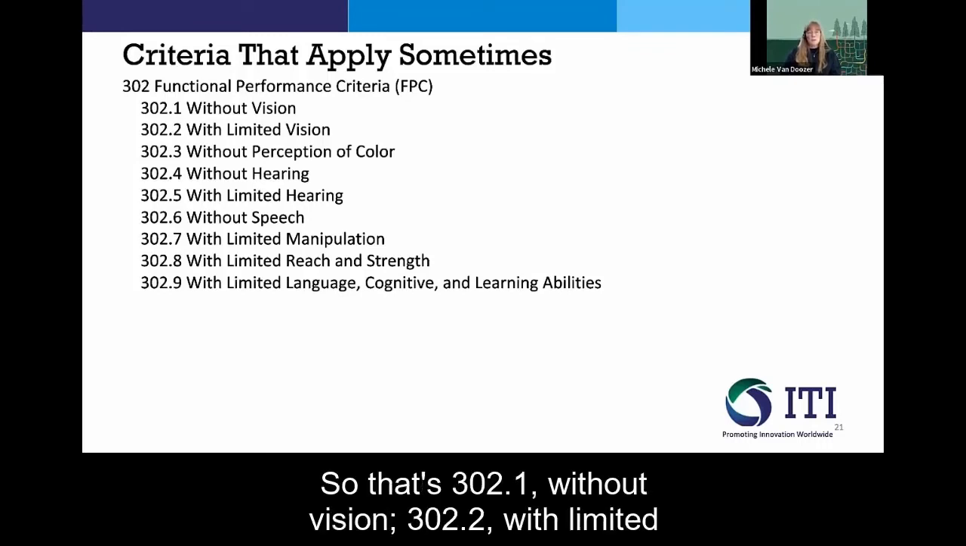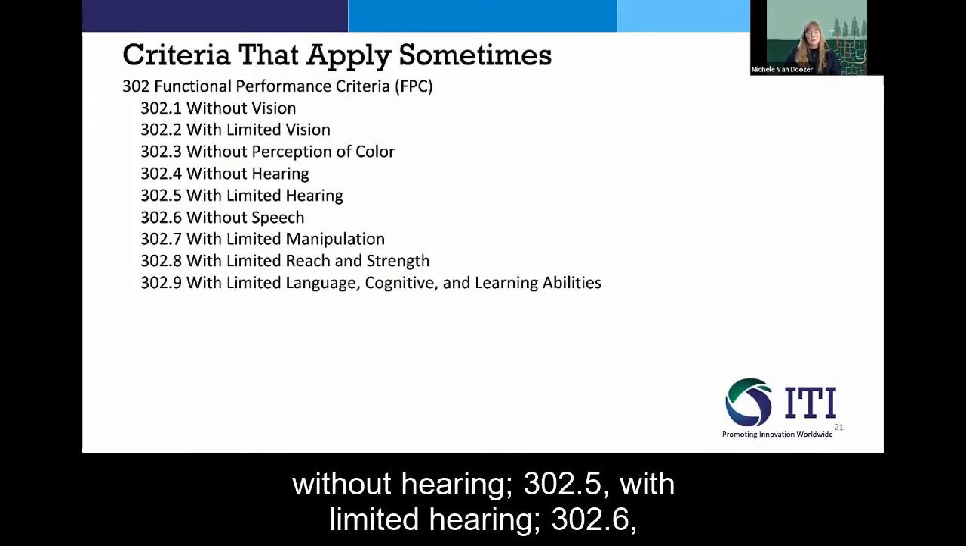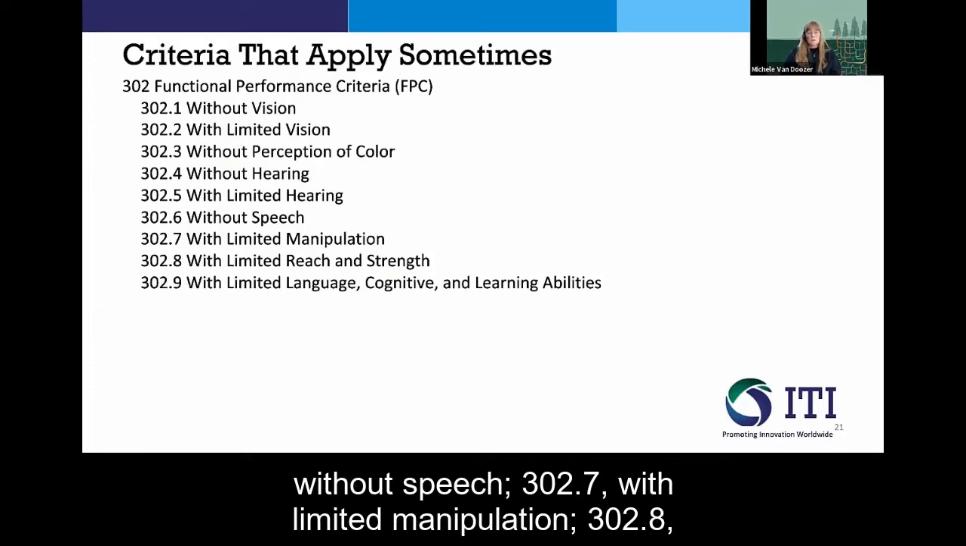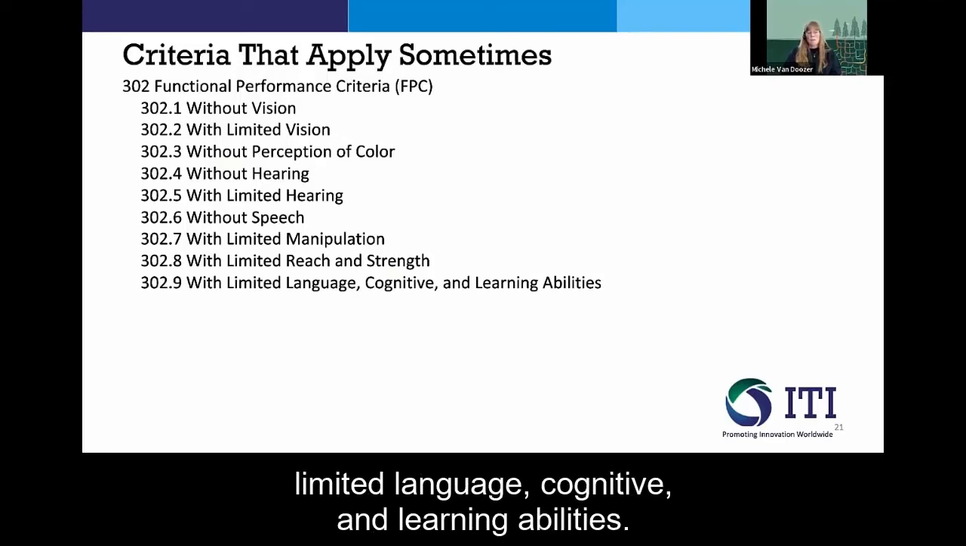So that's 302.1 without vision, 302.2 with limited vision, 302.3 without perception of color, 302.4 without hearing, 302.5 with limited hearing, 302.6 without speech, 302.7 with limited manipulation, 302.8 with limited reach and strength, and 302.9 with limited language, cognitive, and learning abilities.